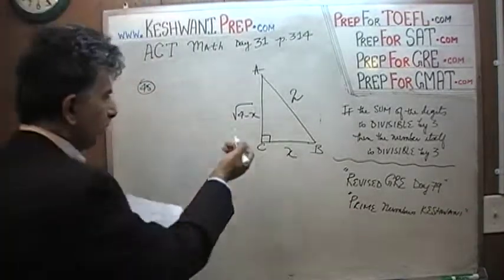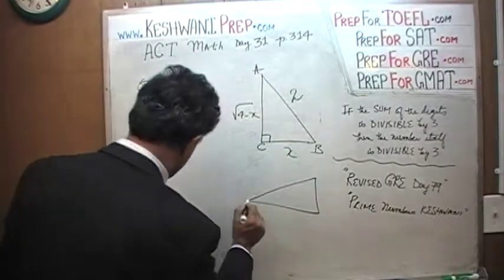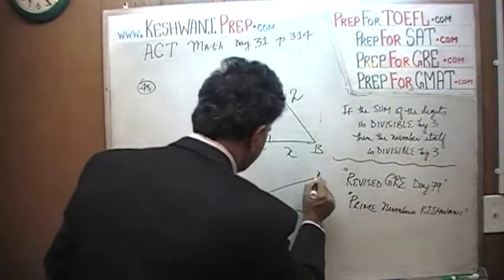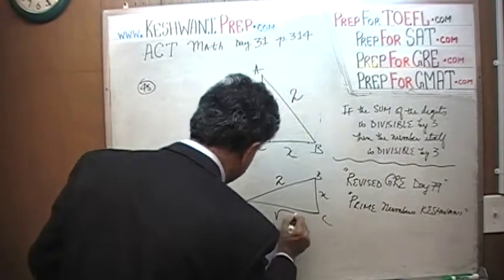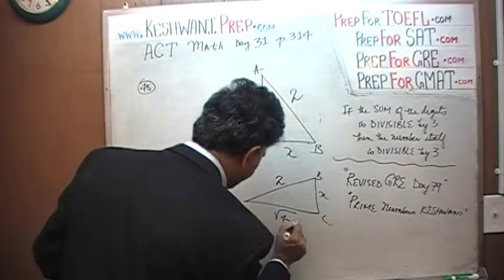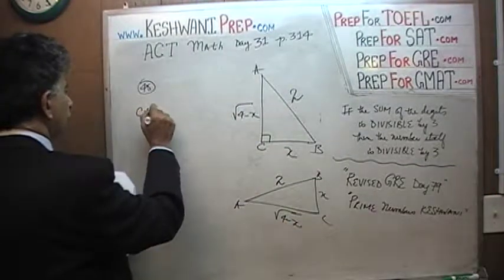And if you don't want to look at it this way, you could have also drawn it this way. It makes no difference. You can draw your own picture. Here's your A, here's your B, here's your C. Hypotenuse is 2, this side is x, and this side is 4 minus x, so root of 4 minus x. The question is, how much is cotangent of A?